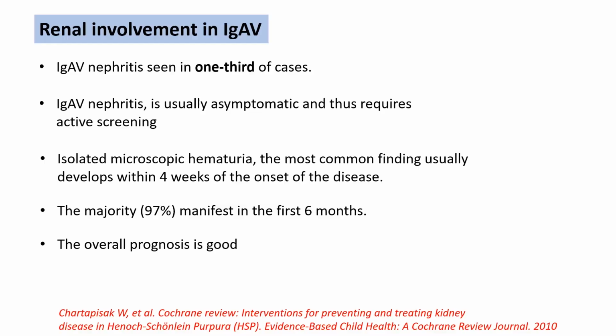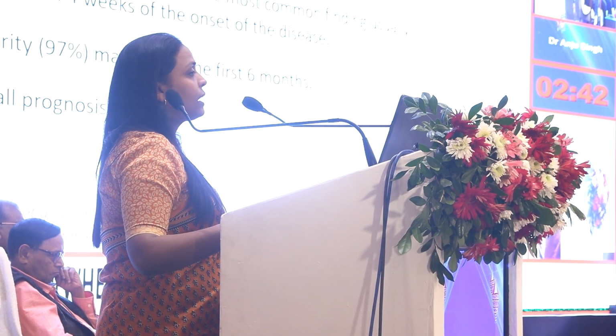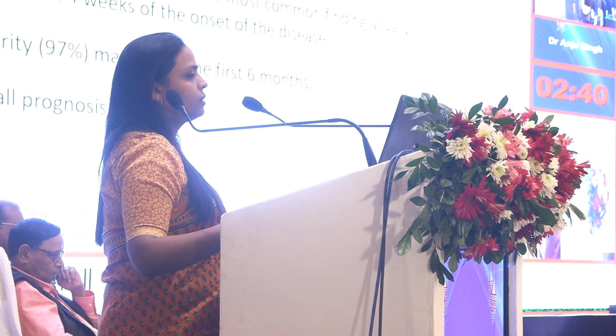And abdominal ultrasound is the best initial diagnostic modality to assess GI involvement and complications. Renal involvement is the least commonly affected organ, but it is the most important organ to be discussed because it carries the long-term prognosis. As I said, it usually has an asymptomatic presentation, so active screening is required, and most commonly it presents with isolated microscopic hematuria, and that occurs within 4 weeks of onset of the disease.